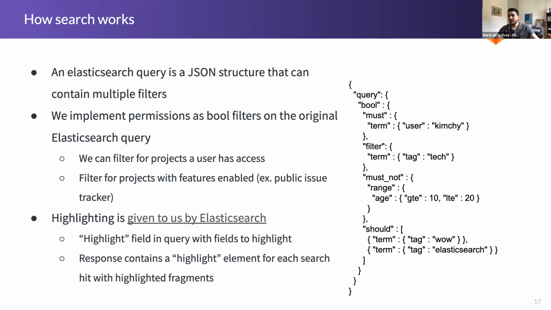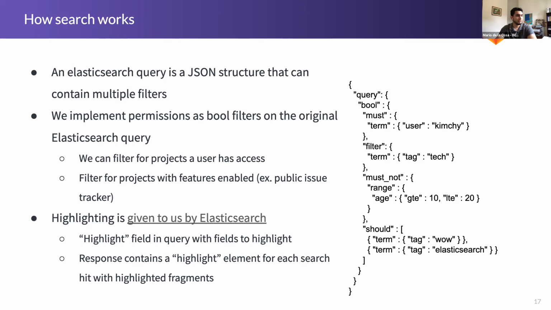Now, must and should exist like that because Elasticsearch also ranks your results as to how close they match your query. So depending on whether you must or should, must is a filter, like it must match this, but should just gives it the same must match, but it gives it a lower score. So they would show up later in the results. We implement permissions as Boolean filters, and we can filter for a project that a user has access or for projects with features enabled. So we want to filter, for example, for a public issue tracker, we can do that.